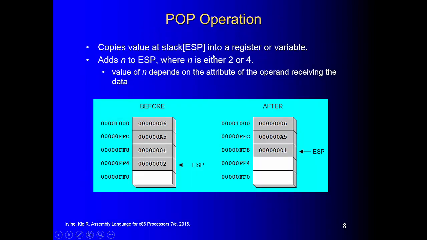The pop operation allows us to remove a value from the stack top and copy the value into a variable or into a register. Suppose we use a pop right here, and this value will be removed from the stack and copied into a destination.